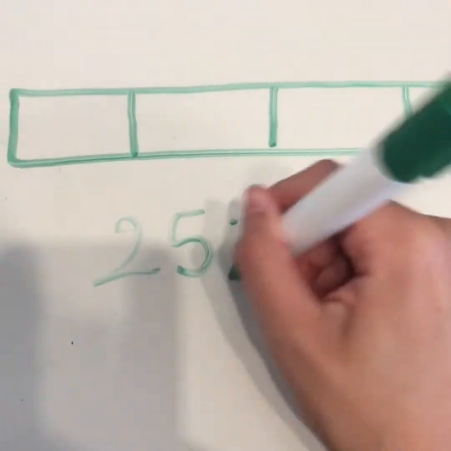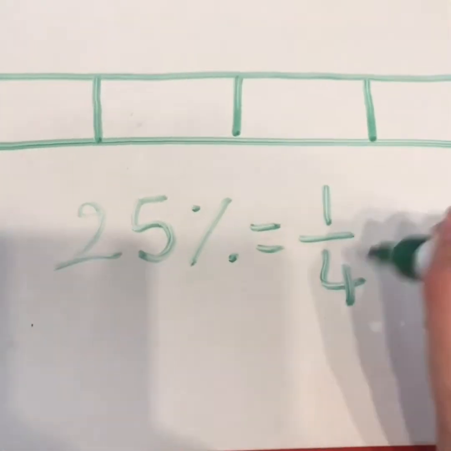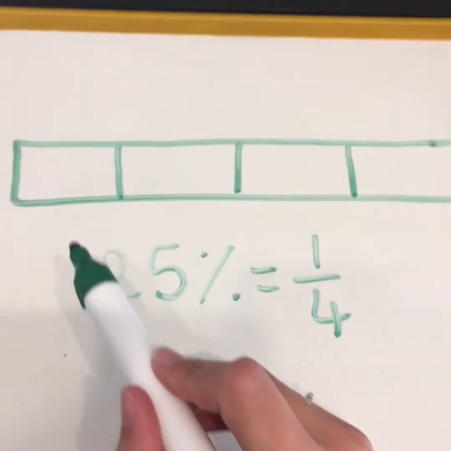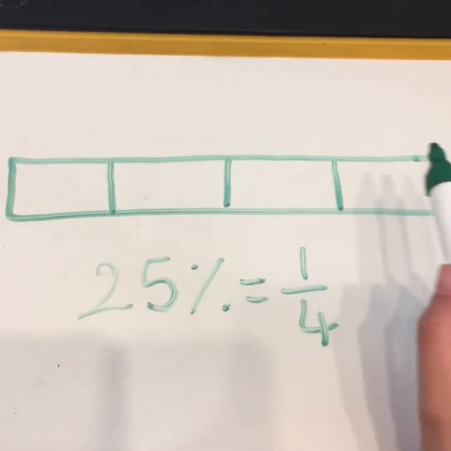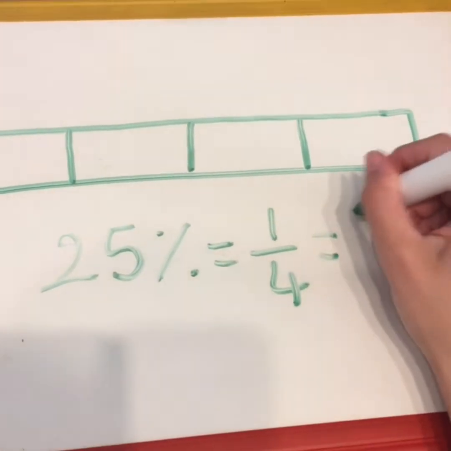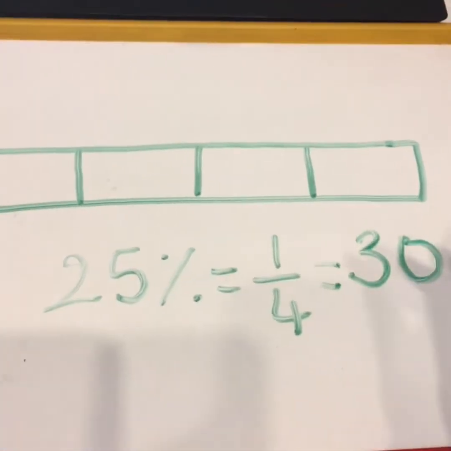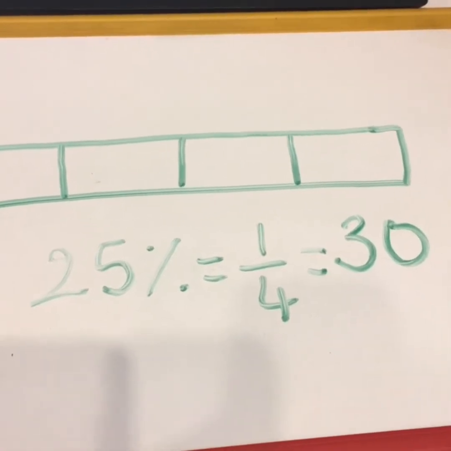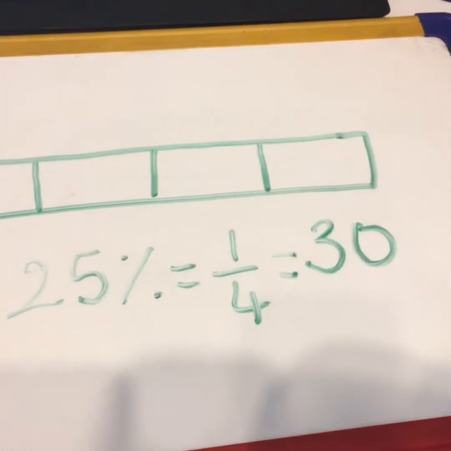25% is the same as a quarter, because 25 is a quarter of 100. So I've split it into quarters. I've shown it in 4 parts. Now, the question's already told me that 25% equals 30. Might be 30 children, 30 sweets, 30 cakes, whatever it is that you are trying to find the whole of.